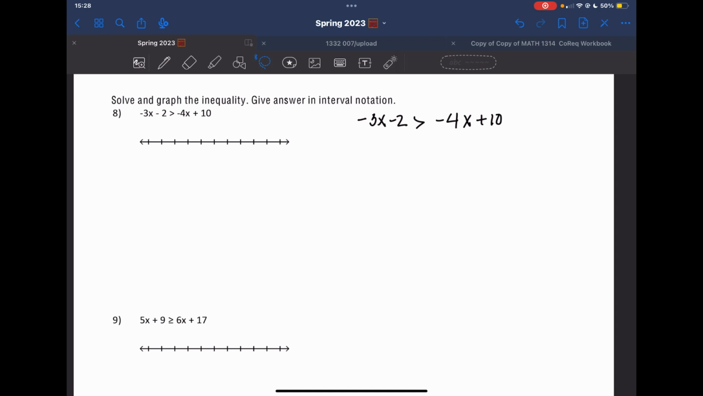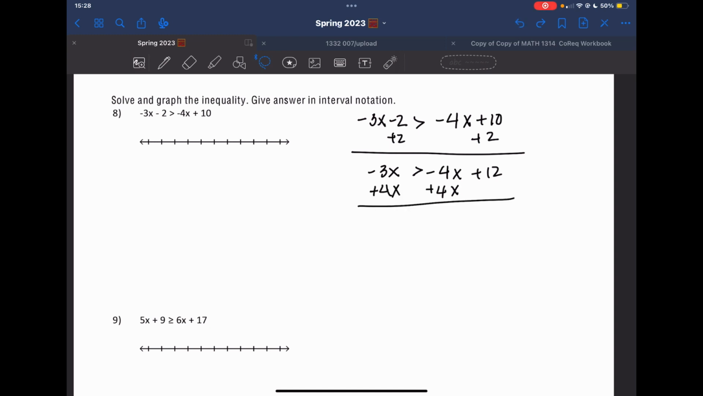So we rewrite the inequality, it says solve and graph the inequality, give the answer in interval notation. So it's 3 different answers it's asking for. So we're going to add 2 to both sides. I have 3x is greater than -4x plus 12. Add 4x, so I have x is greater than 12. If I put this on the number line, it's open, so it's going to be open at 12, and it's going to approach infinity. And then interval notation is going to be 12 comma infinity. Each one of these is your solution.